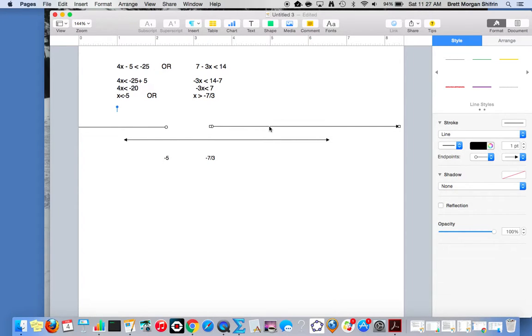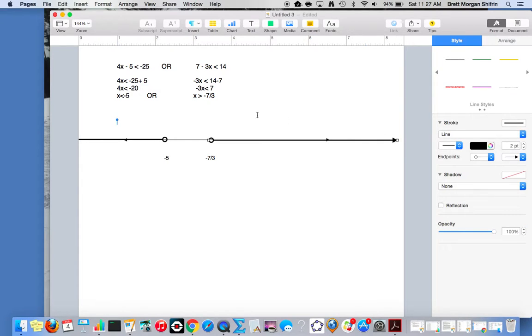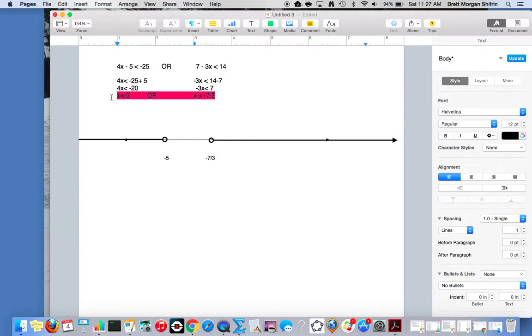And so my final answer, because it can be either less than negative 5 or greater than negative 7/3, means that my answer would just come right onto the number line. And let's just make that thicker. And I'll do the same thing here. Bring that right above the 7/3. And I'm going to make it thicker. And so my answer becomes this.